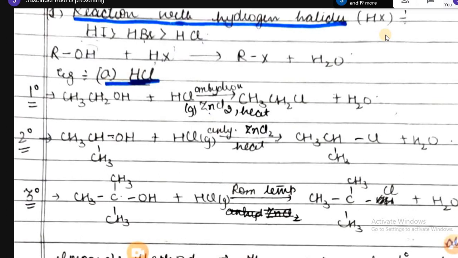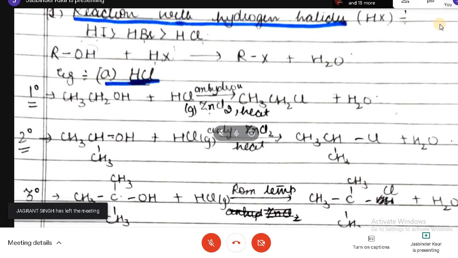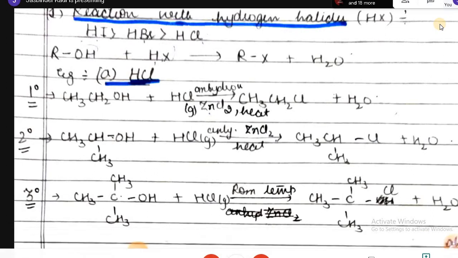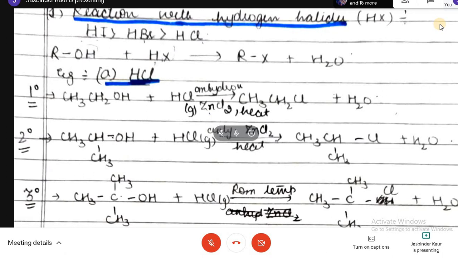What is the difference between them? In these reactions, tertiary is most reactive. So tertiary alcohol reacts at room temperature, secondary requires less heat, and primary requires more heat to react with halogen halide. So HCl reacts with alcohols in the presence of some catalyst, say anhydrous zinc chloride.